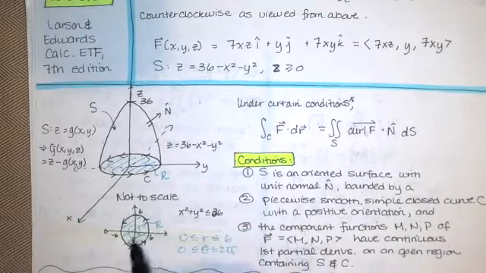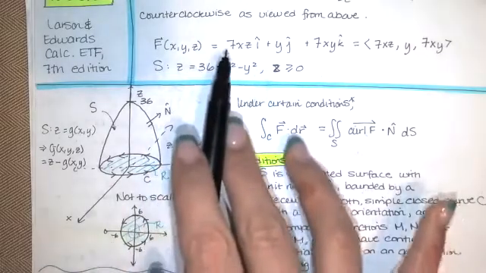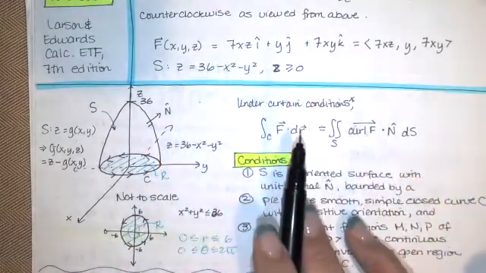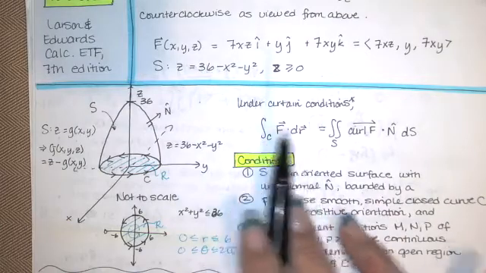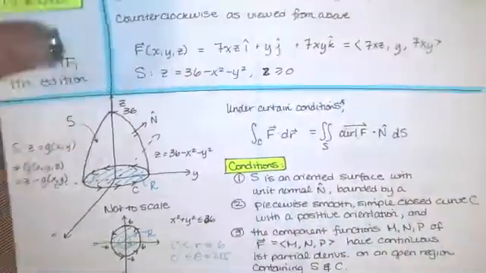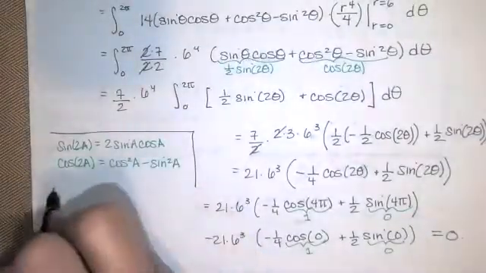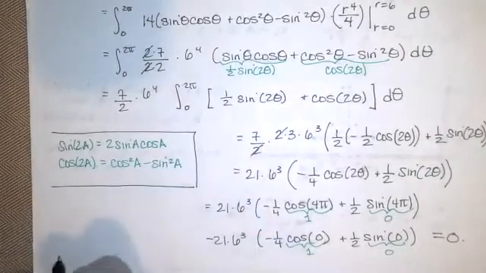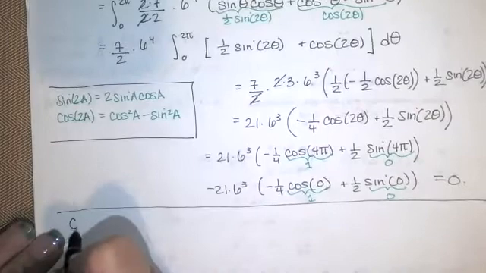So I would need to parameterize C. And then once I have parametric equations for C, I would need to write my field in terms of t. I need to compute r prime because r prime dt is actually dr, and then I would have to take a dot product. So let's set that up. And then if it's not too difficult, we'll finish it. But if it is too difficult, you'll see the benefit of using Stokes' theorem in this circumstance.